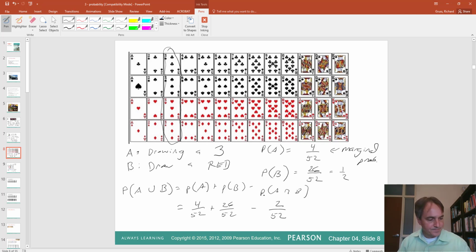Okay, so this is how we go about calculating. So now we've got two ways of calculating joint probabilities. We've got the probability of A and B, and now we know with this formula how to calculate the probability of A or B. Okay, so this looks like it would be 28 out of 52. Is that right? So 30. Okay, so this would be 30 minus 2, so 28 out of 52. So that's the probability of drawing a 3 or a red.